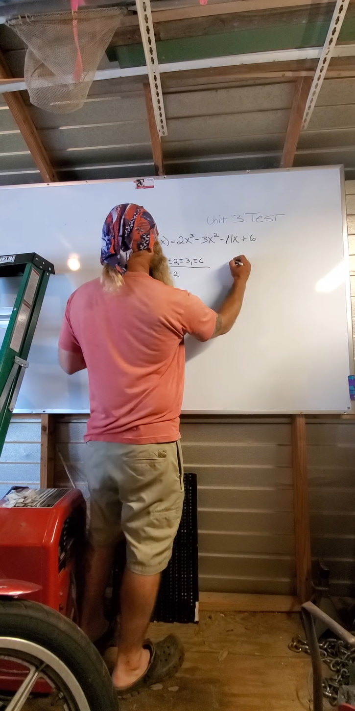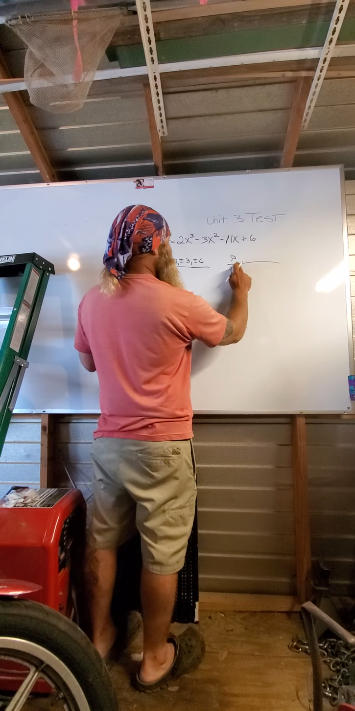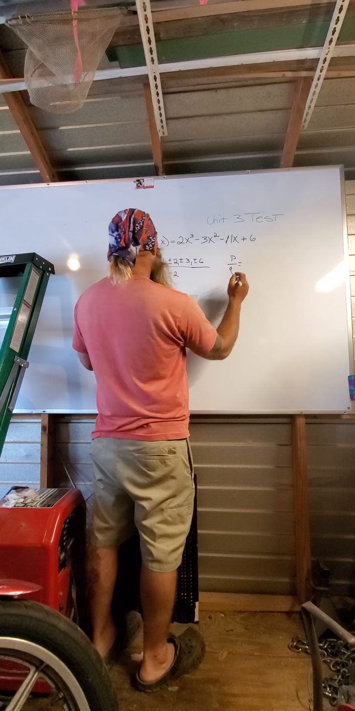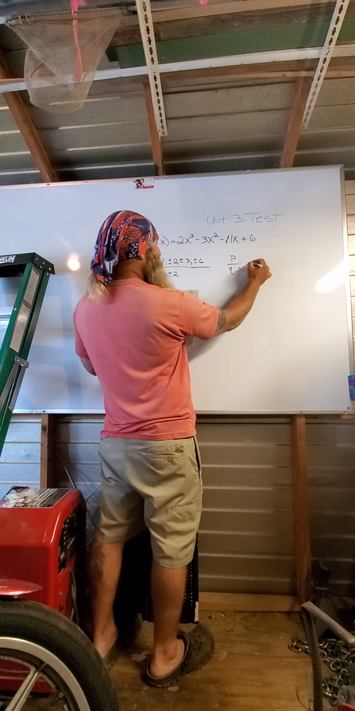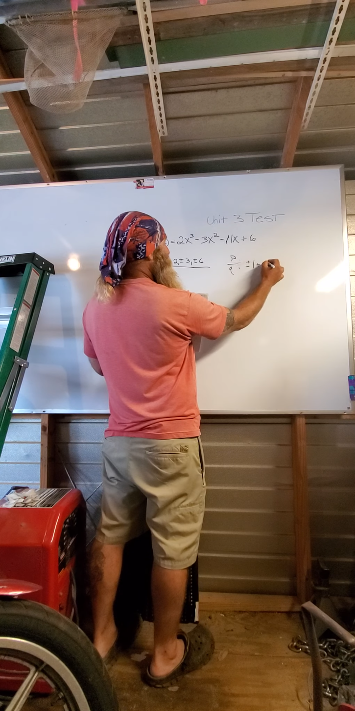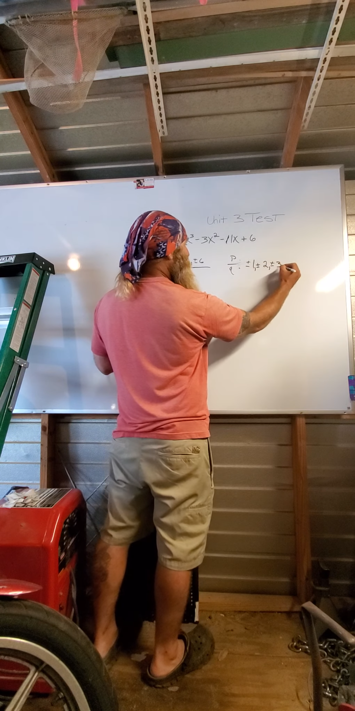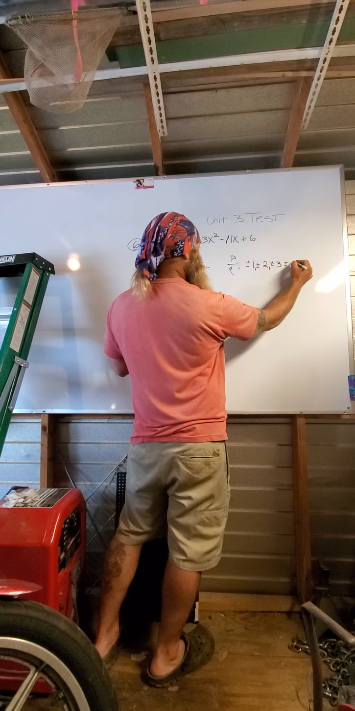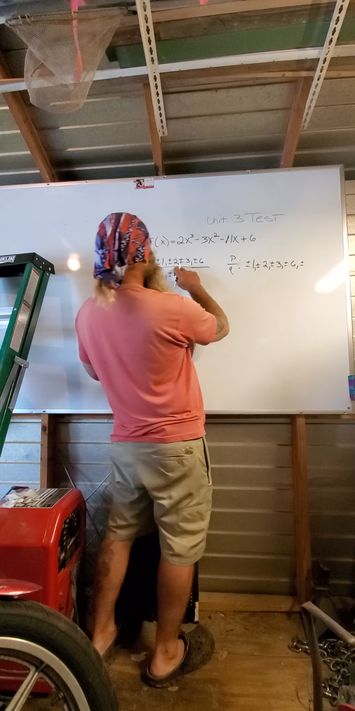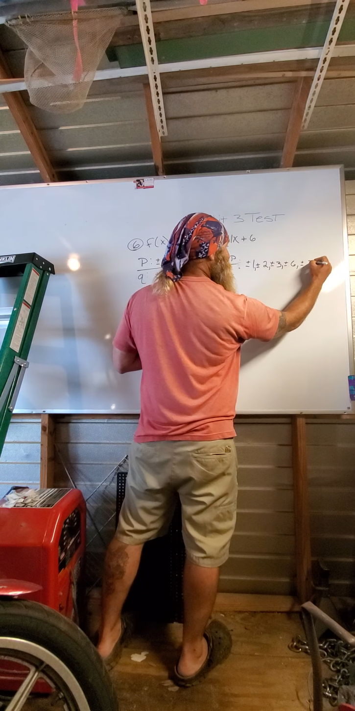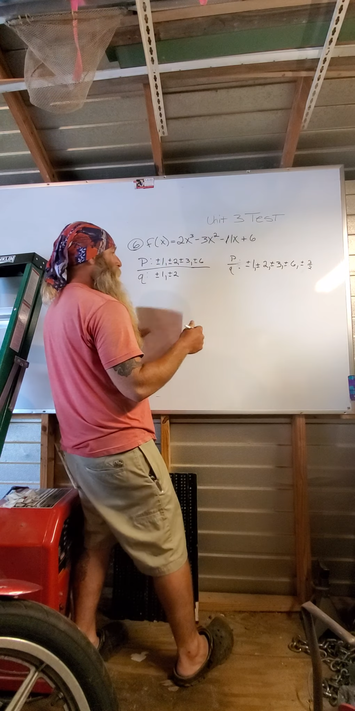P over Q, we have plus or minus 1, plus or minus 2, plus or minus 3, plus or minus 6, plus or minus 3 over 2, and that's all of them.